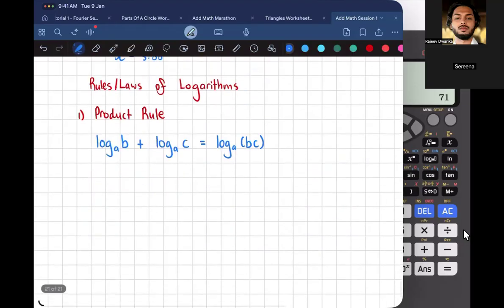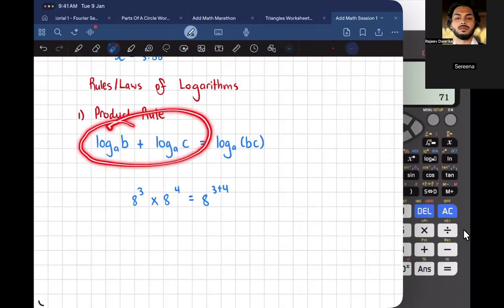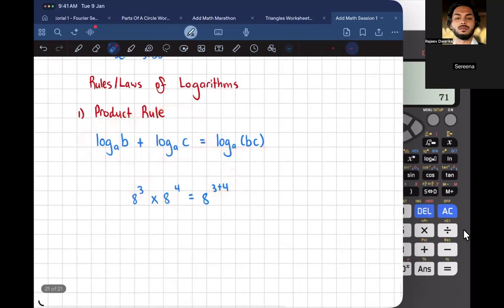Let me show you an example of what we're talking about. Imagine you had 8 to the power 3 multiplied by 8 to the power 4. Wouldn't that be equal to 8 to the power 3 plus 4? Yes. You see the relationship I'm talking about? I'm saying that these are powers. So if you add powers, it should be equal to the product of the arguments. Wait, that might confuse you. So check this, Serena.